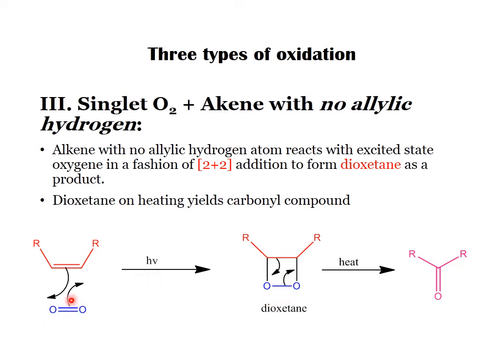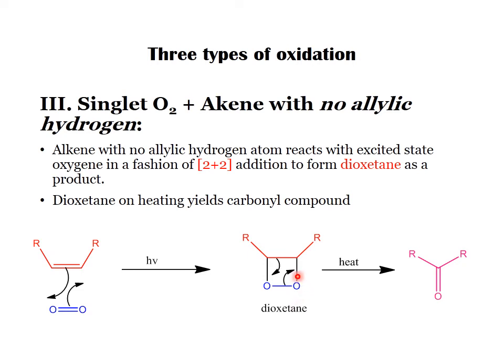So 2+2 addition: a shift of 2 pi electrons, a shift of another 2 pi electrons, and it will form sigma bonds between carbon and oxygen, and you'll get a dioxetane. This is highly unstable; you cannot trap dioxetane that easily. The product is less stable, but a suitably substituted alkene can give dioxetane in a major percentage, with 40 to 50% product.